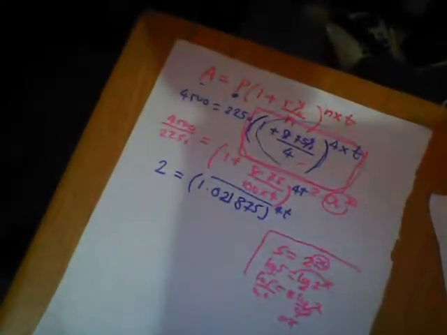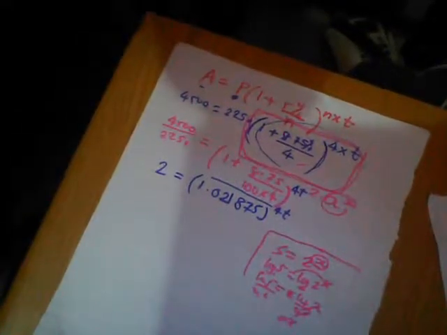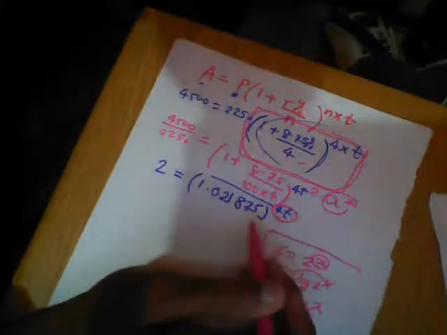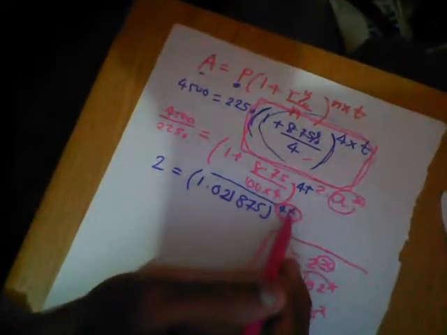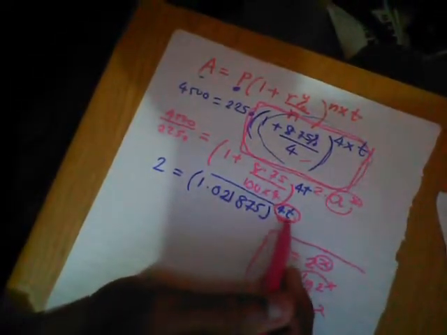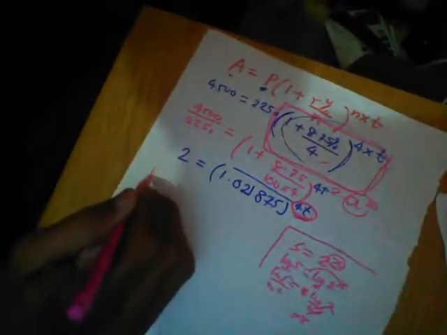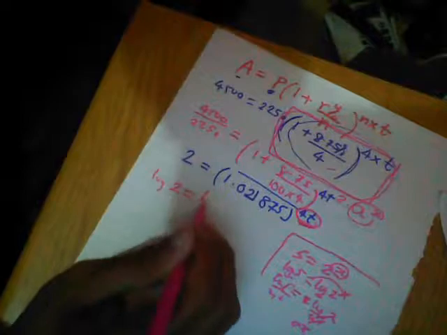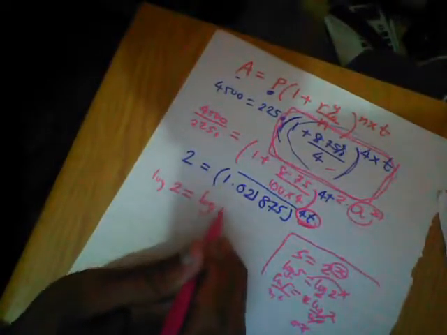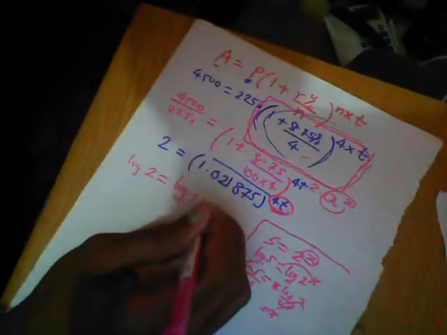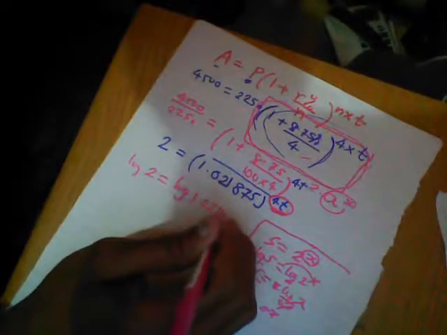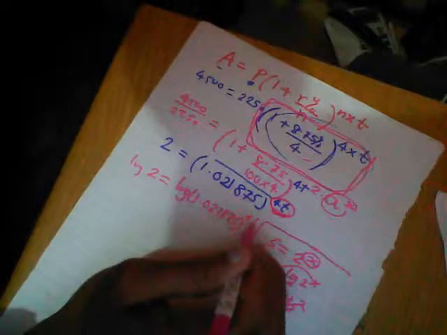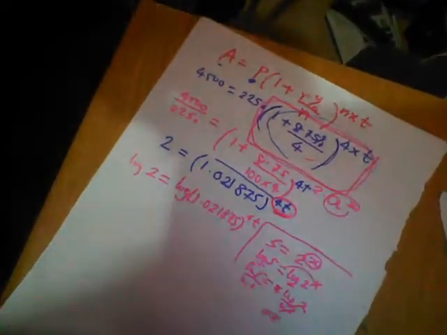Same thing we're going to do here. Since the exponential is unknown, see, these are our power. Excuse me, our power is unknown. I should say power, apology. Since our power is unknown, we have to apply log. So say log of 2 on this side, and log of 1.02187.5 here, but I still have my 4t.